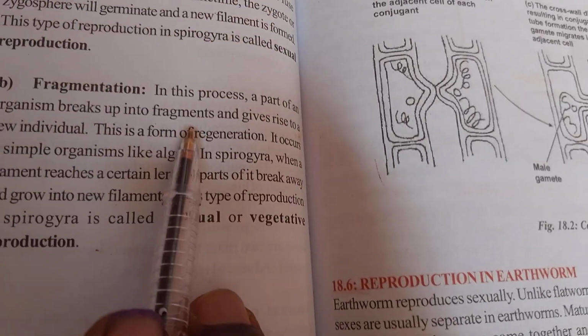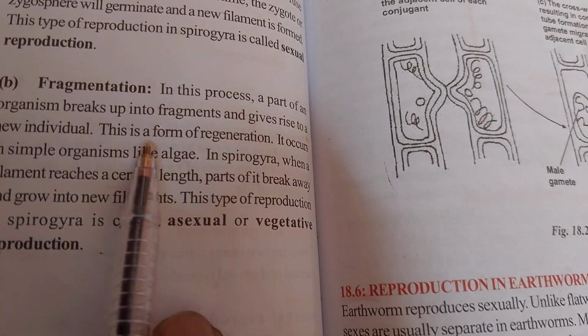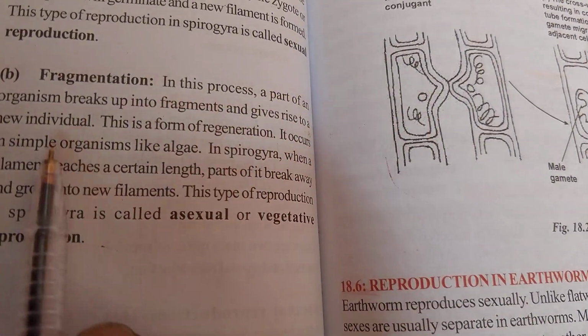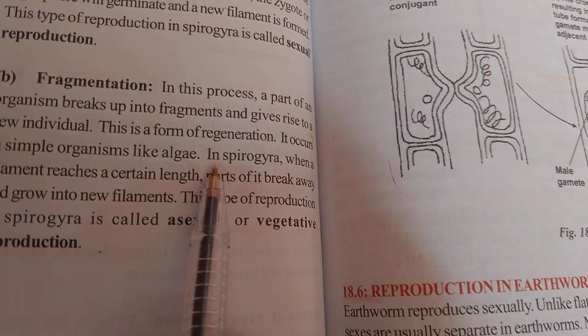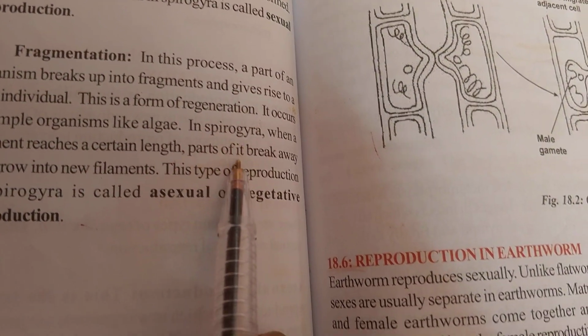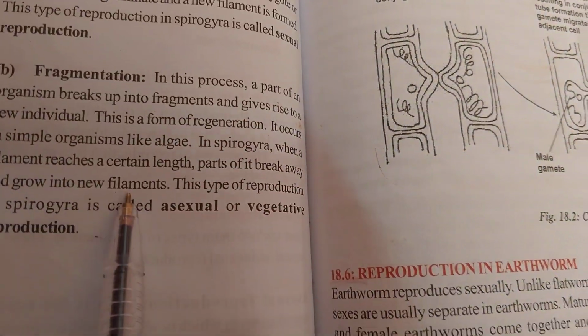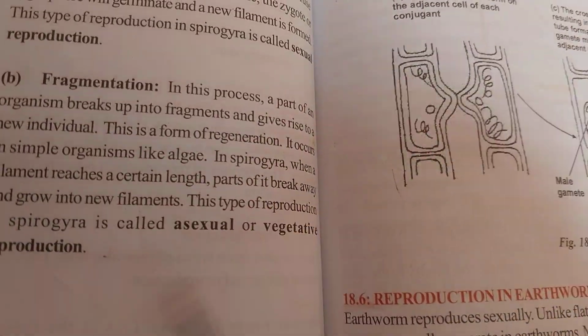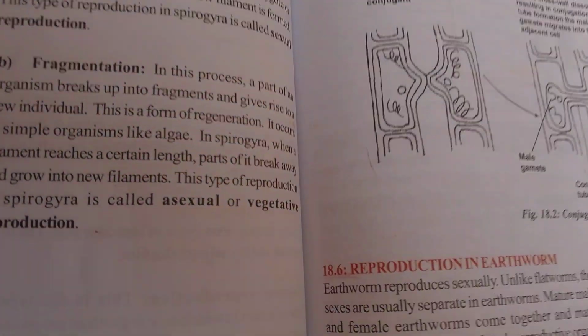That is what they mean by this. Okay, let's explain it here. It breaks down into fragments and gives rise to a new individual. This is a form of regeneration. It occurs in simple organisms like algae. In spirogyra, when the filament reaches a certain length, part of it breaks away and grows into a new filament. This type of reproduction is called asexual or vegetative reproduction.